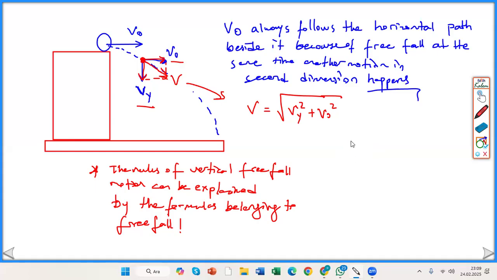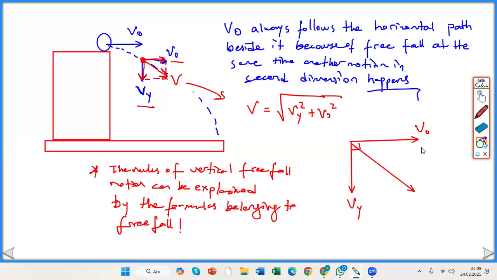As you see here, this is the vector of velocity. This is the vector of vertical velocity, and this is the vector of horizontal velocity. And another important point, the angle between these vectors is 90 degrees. In other words, they are perpendicular to each other. That's why their resultant vector is the hypotenuse of that right triangle.